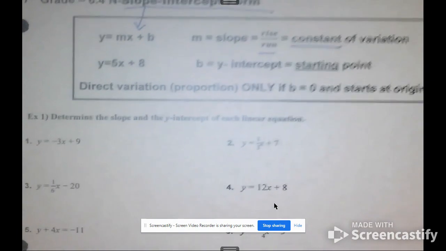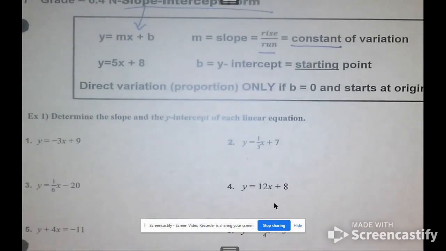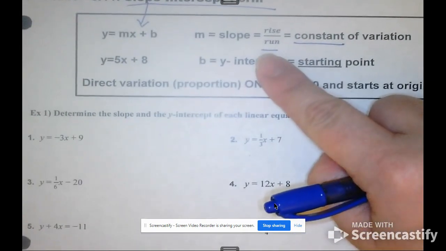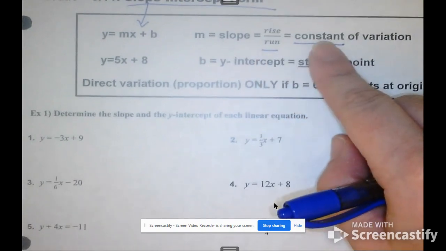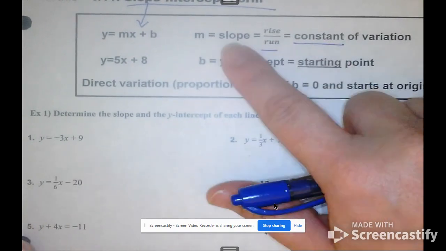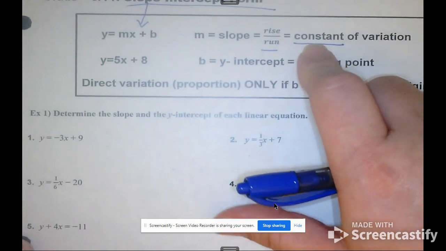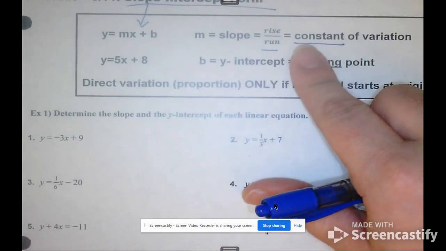Your constant. Remember our constant rate of change, right? Okay, so rise over run is how you saw it for the first time a few days ago. Constant we've been dealing with off and on for a while now. Okay, it's all the same thing. This is just putting it in an equation.